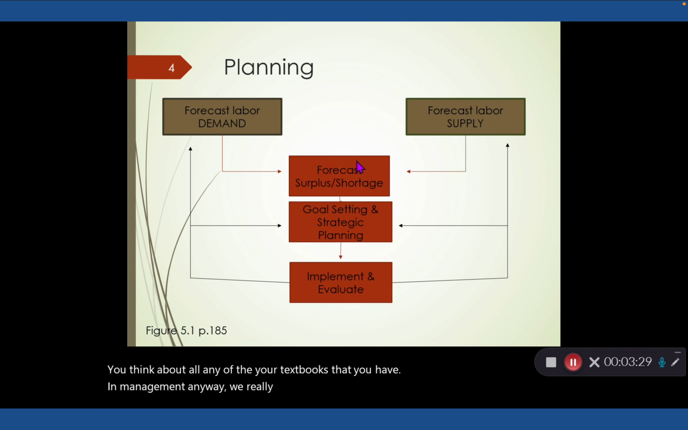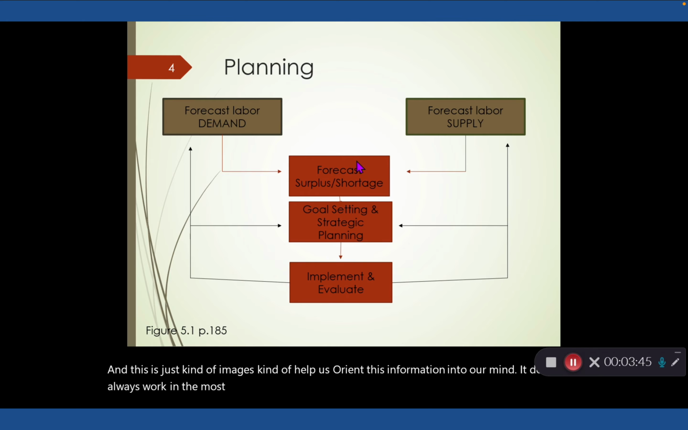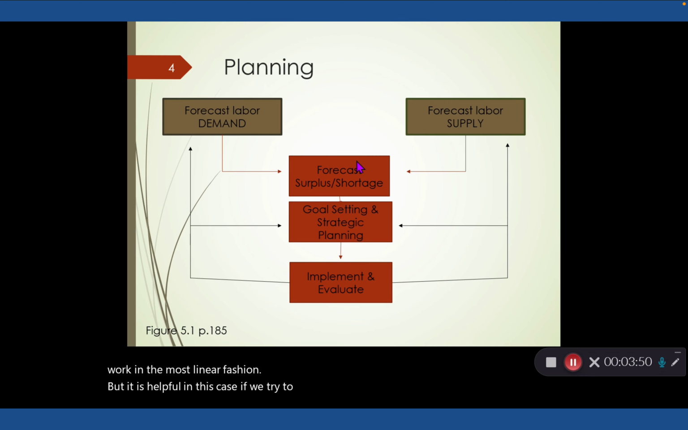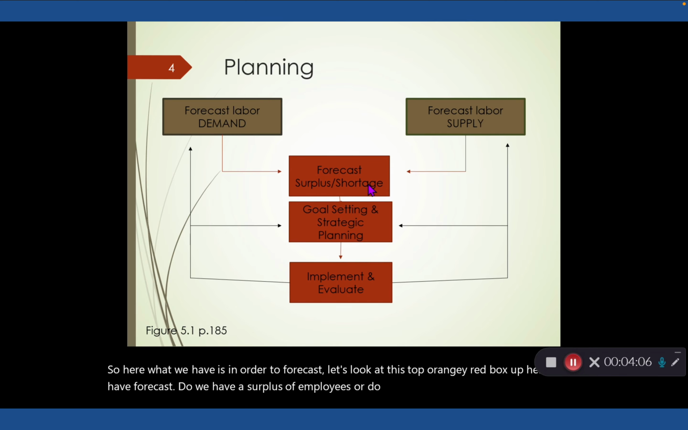We really like flowcharts and thinking about things in a very linear way. Images help us orient this information in our mind. It doesn't always work in the most linear fashion, but it is helpful in this case if we try to think about it in a linear way. So here, in order to forecast, let's look at this top orangish-red box. We forecast: do we have a surplus of employees or do we have a shortage of employees?